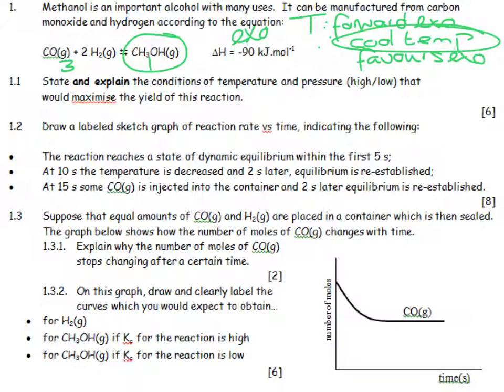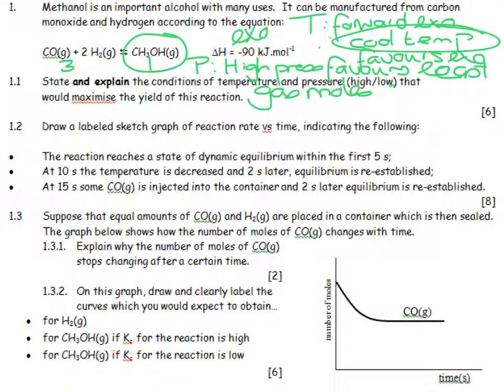Simultaneously, for pressure, high pressure favors the least gas moles, not any old moles, gas moles, therefore favors forward. Why? Because I have got 3 gas moles going to 1 gas mole. So I would like a high pressure.